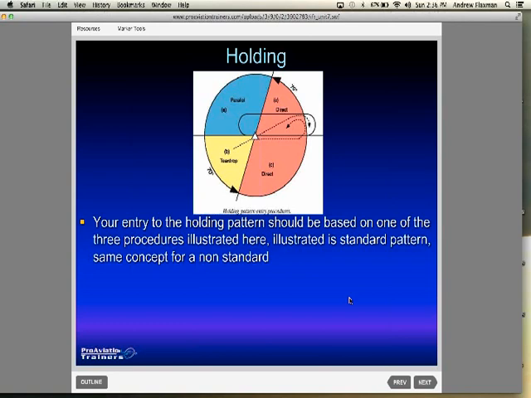So your entry to the holding pattern should be based on one of the three procedures illustrated here. Illustrated is a standard pattern, same concept for non-standard.